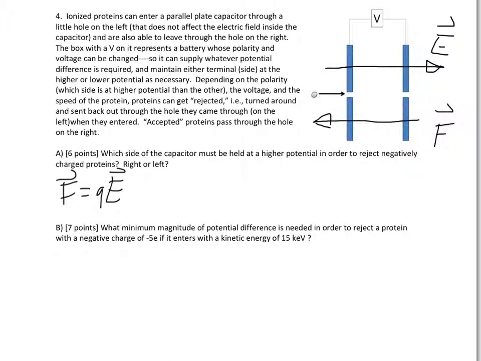We must remember that the electric field, and this comes from the relationship that the change in potential is minus E dotted into delta r, implies that the electric field points in the direction of decreasing potential. That implies that the potential of the plate on the left will be higher than the potential of the plate on the right. So the answer here is the left side.